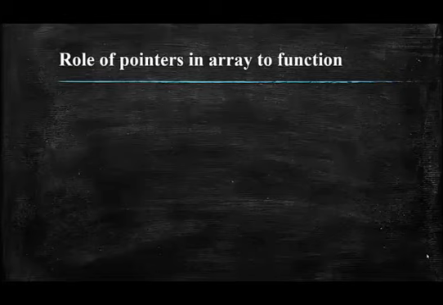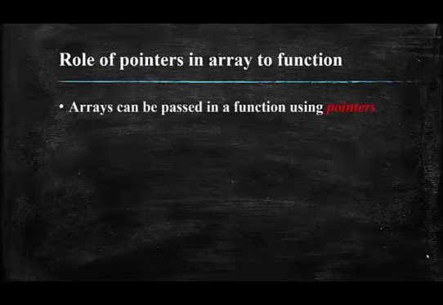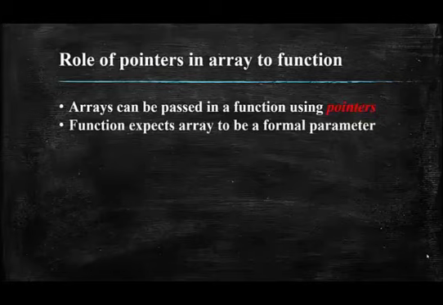So basically arrays can be passed to a function using pointers. Whenever we are trying to process an array that consists of elements of the same data type, we need to have that array as a formal parameter to the function. So your function will expect an array as a formal parameter. You know that in a function definition, we have a formal parameter that is called by the actual argument or the actual parameter.